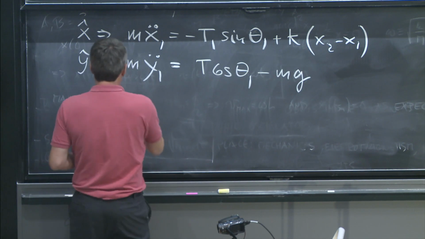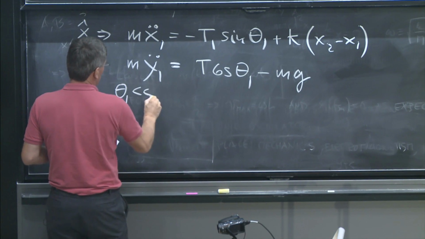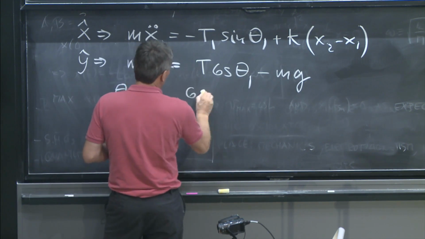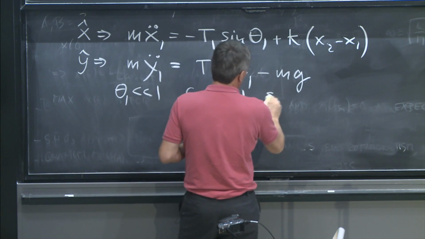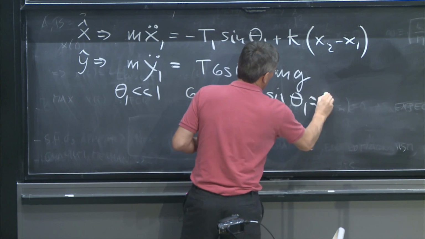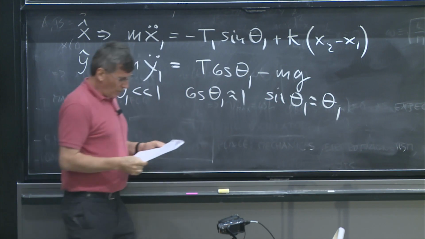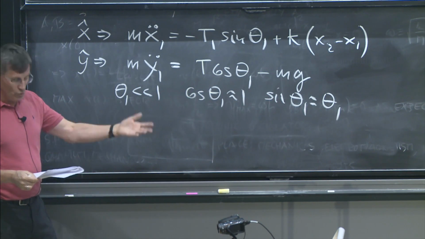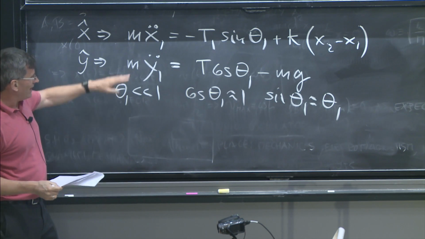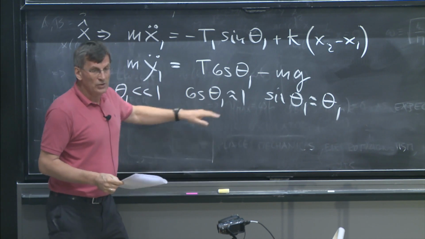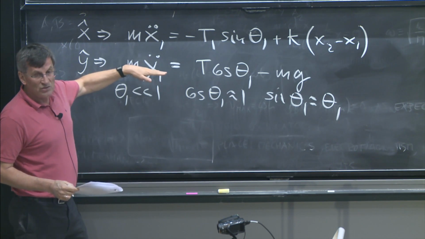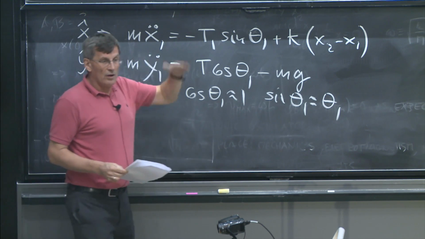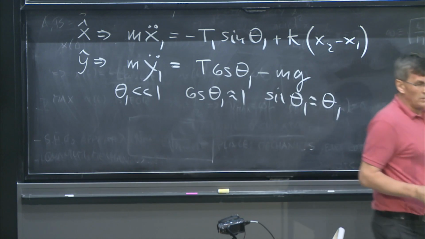At small angle, for theta 1 much, much smaller than 1, we can assume that cosine theta 1 is approximately equal to 1, and sine theta 1 is approximately equal to the angle. We do the usual thing. So basically, in this approximation, and also by looking at the system, it's clear that the system does not move in the vertical direction, so the vertical direction can be ignored, yes?